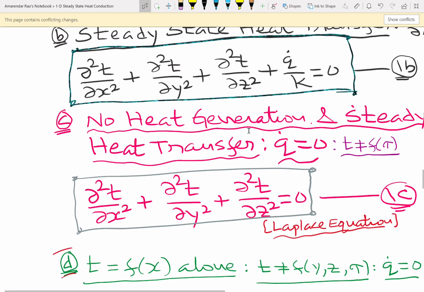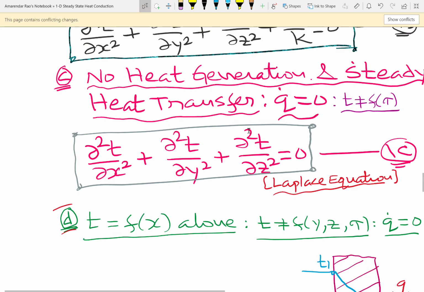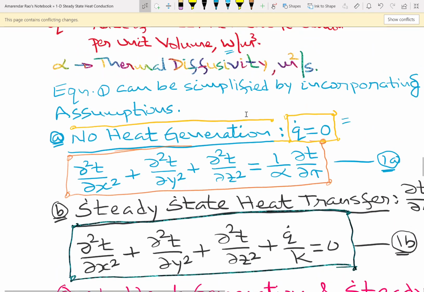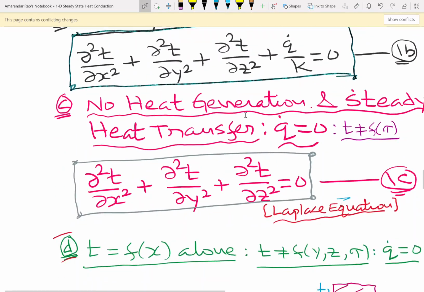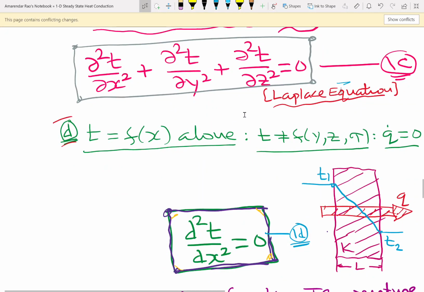One can have a blend of both. We can say no heat generation, steady state heat transfer. We are going to have x conduction plus y conduction plus z conduction is equal to 0. This is known as the famous Laplace equation. Like this, we can have so many simplifications to have this equation 1 in a more compatible form. And the simplest one is that temperature is a function of x alone, which means one-dimensional steady state, no heat generation.